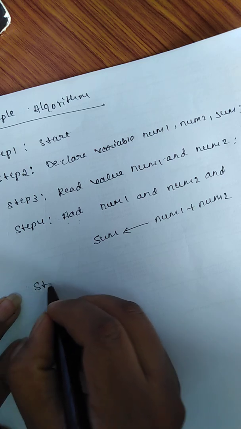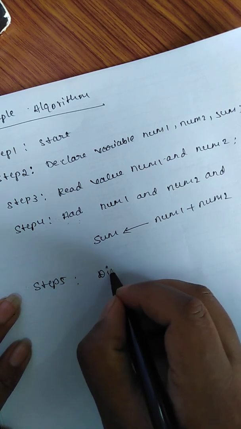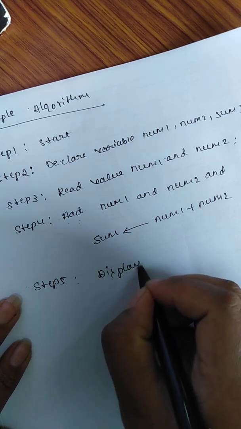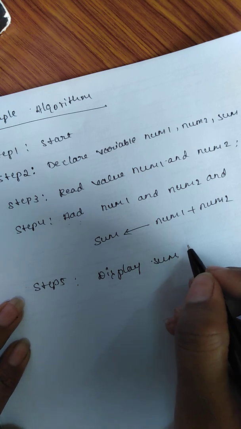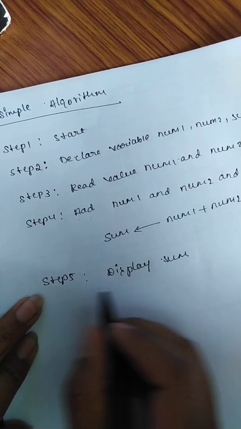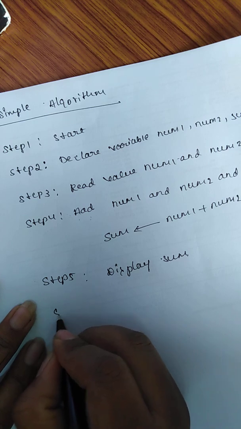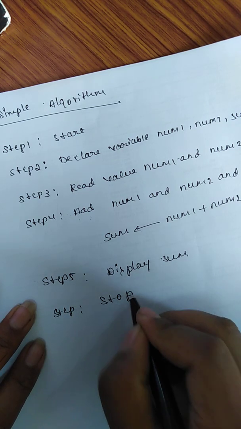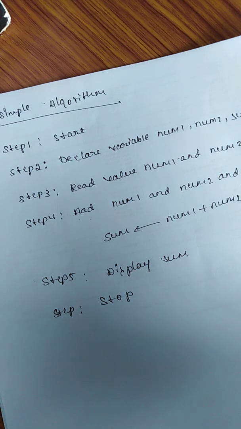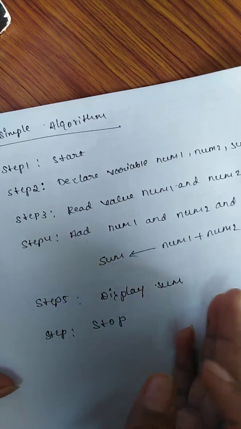And step 5 is displaying the sum. Displaying the sum means displaying the output we got. That is the fifth step. And the last step is to stop the program. This is how you write the algorithm.